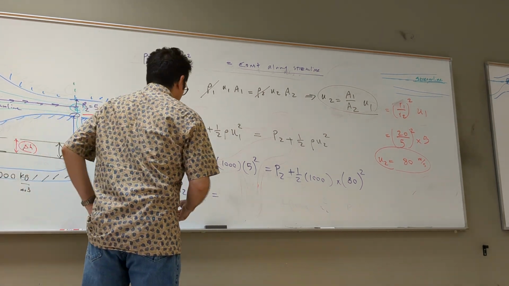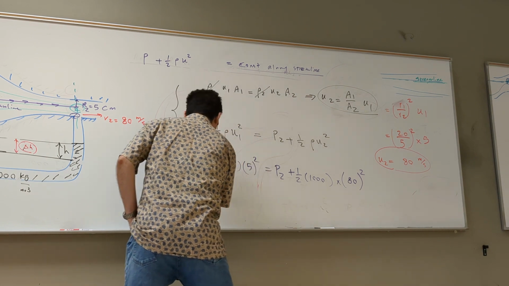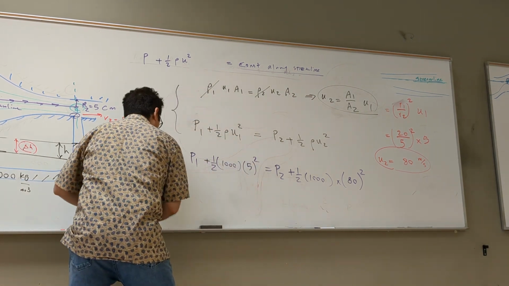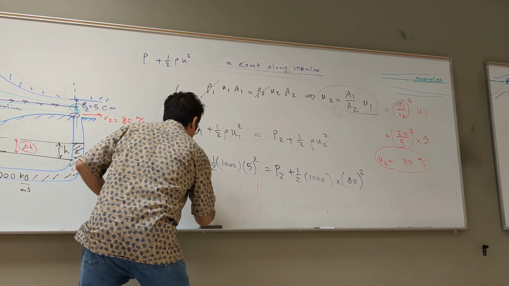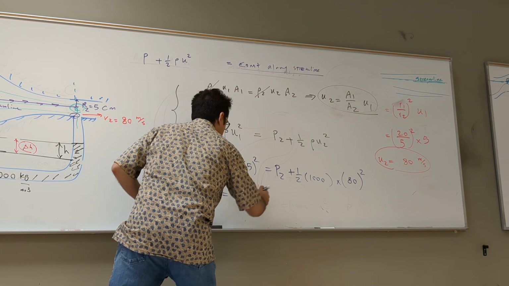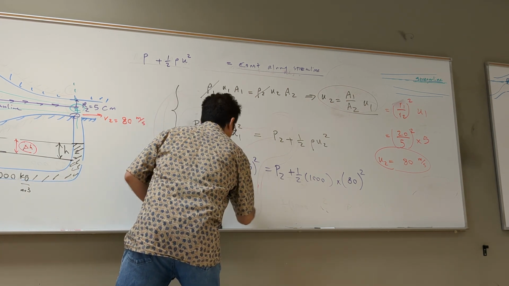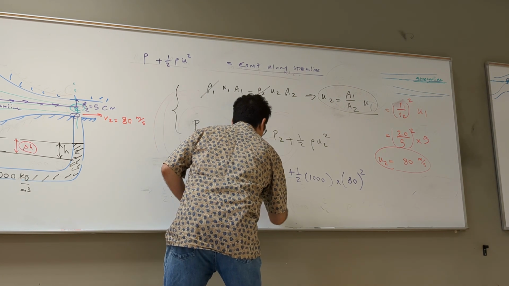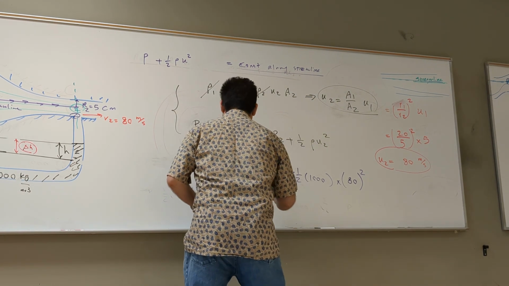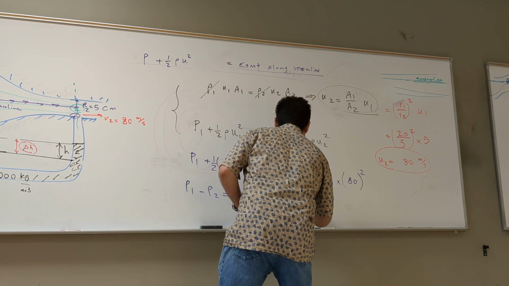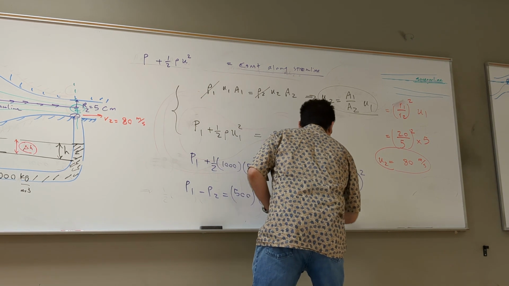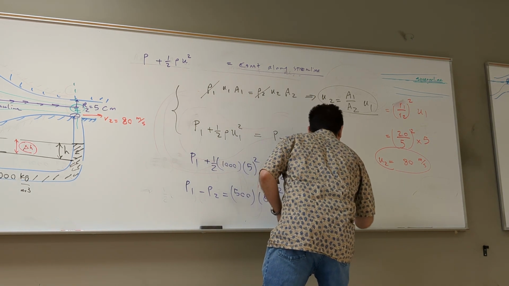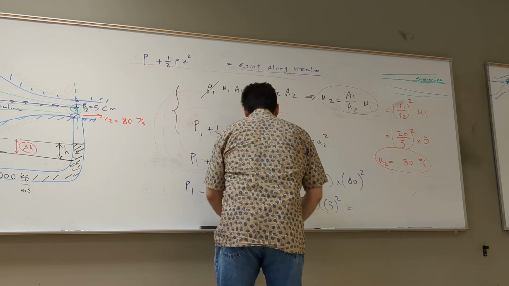P2 minus P1 is equal to, so you say, or P1 minus P2, put it here, P1 minus P2 is equal to 500 times 80 squared minus 500 times 5 squared is equal. Put a calculator.